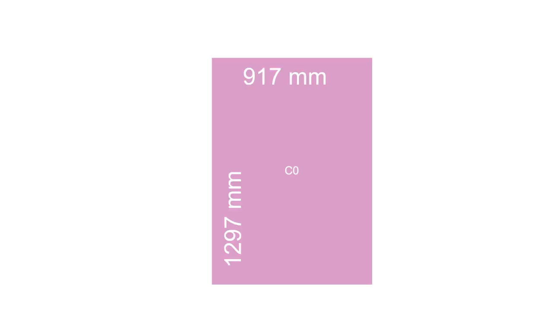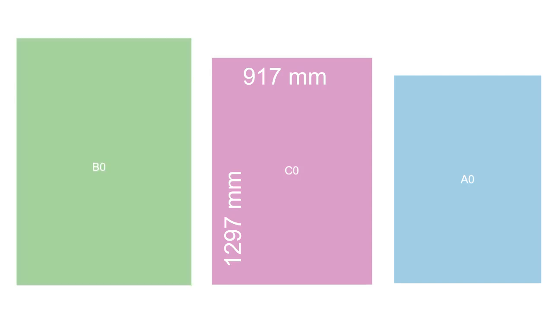Unlike the series A and B, the series C sizes are mostly meant for envelopes. The series C sizes also maintain an aspect ratio of 1 to square root of 2. The series starts with C0, which has a dimension of 917 by 1297 mm, which is larger than A0 but smaller than B0. The next size in the series, C1, has a dimension of 648 by 917 mm.